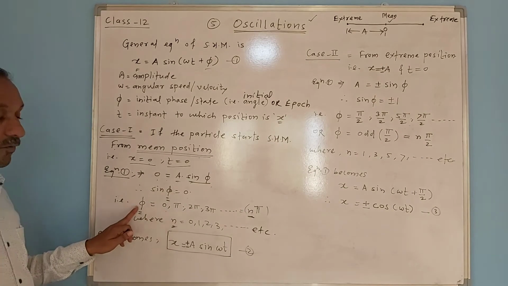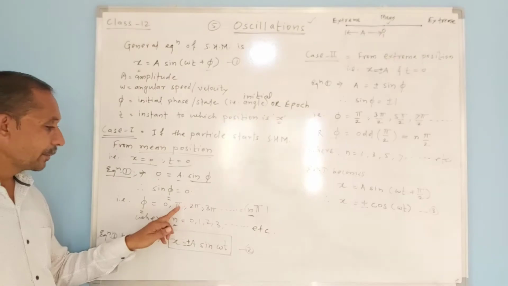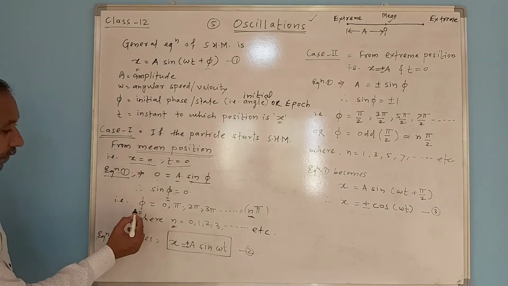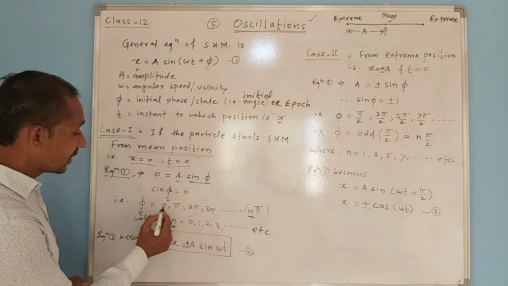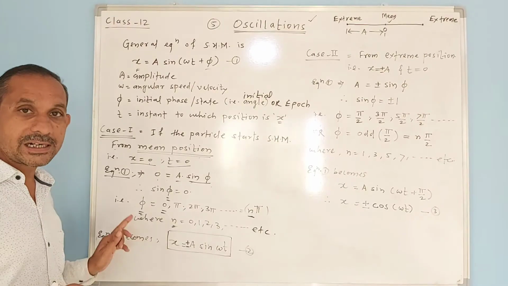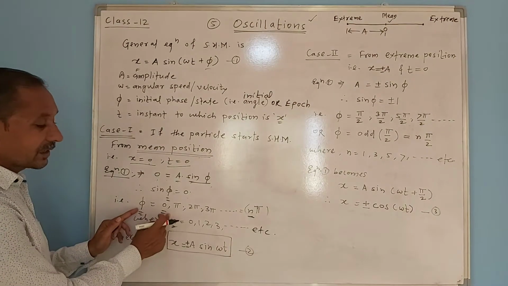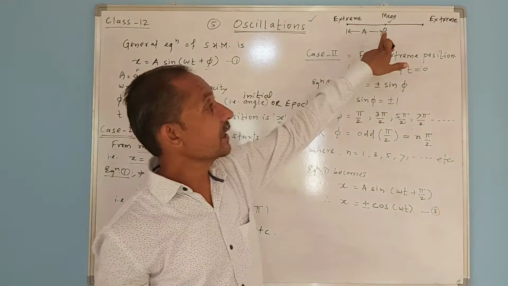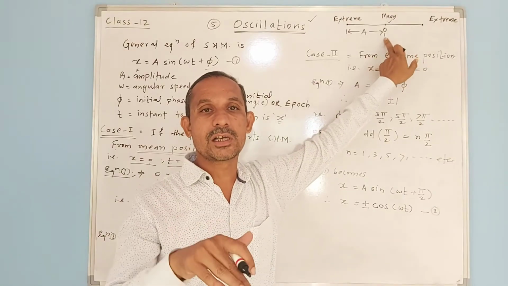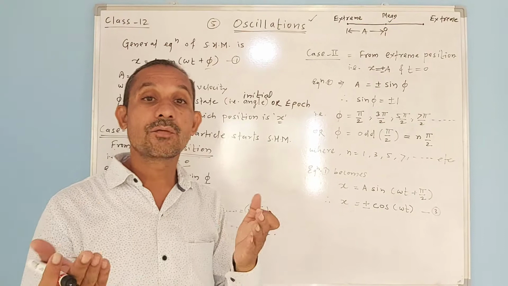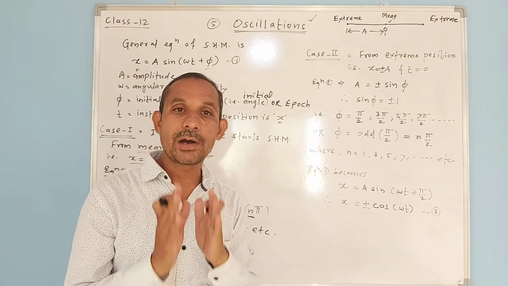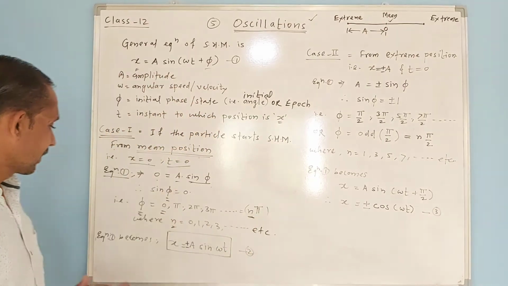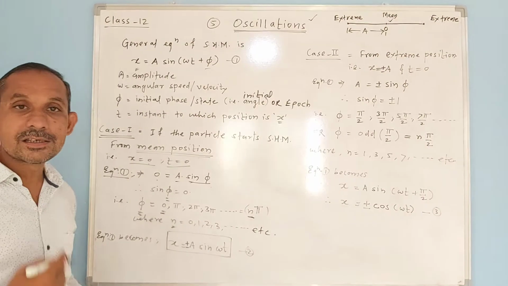So the phi value may be 0, maybe pi, maybe twice pi, maybe thrice pi. So then we know phi is 0. Basically consider the first value, that is phi is equal to 0. This phi means the initial phase. That means when the particle starts its simple harmonic motion from the mean position, then we can consider the value of phi, that means initial phase or starting phase or epoch. That phi we have to consider as 0.